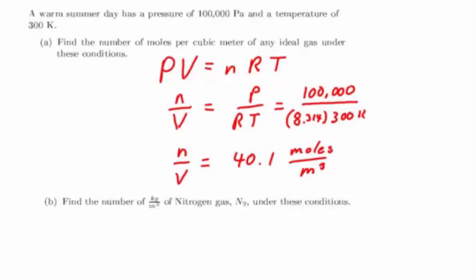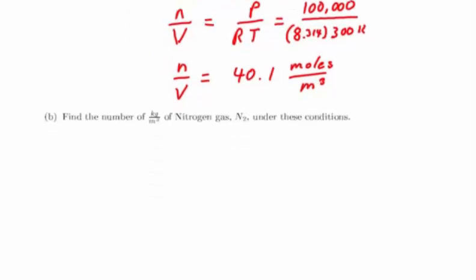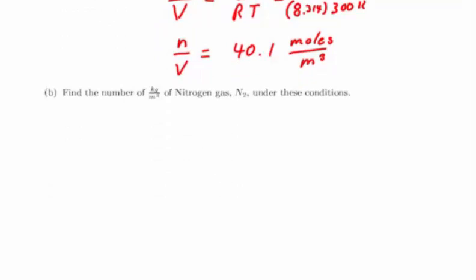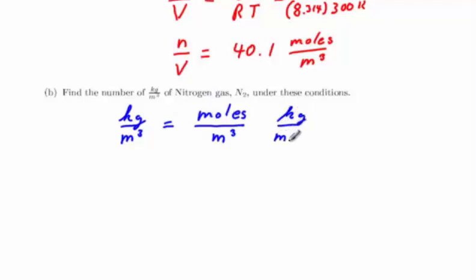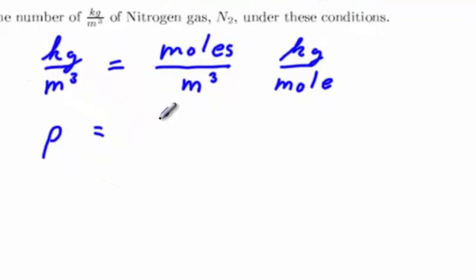In part B of this problem, we've been asked not to find the number of moles per cubic meter, but instead to find the number of kilograms per cubic meter of nitrogen gas under these same conditions. What we recognize, simply examining the units, is that kilogram per cubic meter can be related to moles per cubic meter by a single constant. That constant would have the units of kilograms per mole, and we recognize that constant as being the molecular weight, so that the density of any material will be equal to the moles per volume times the molecular weight, for which we use the symbol capital M.